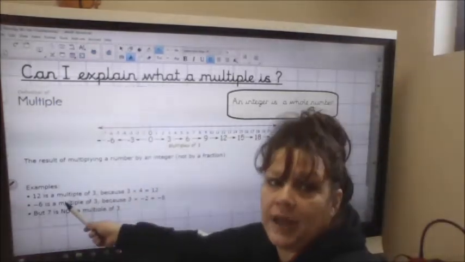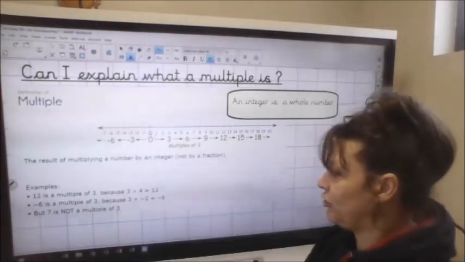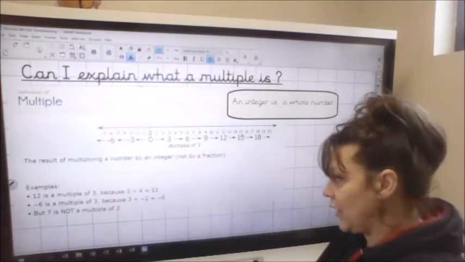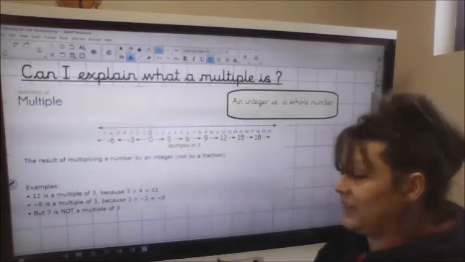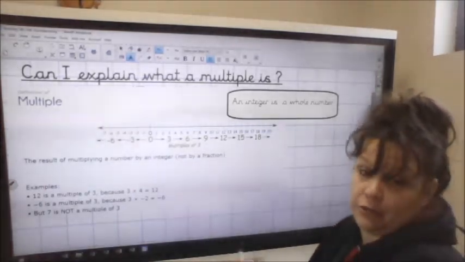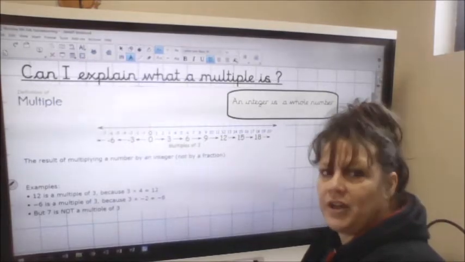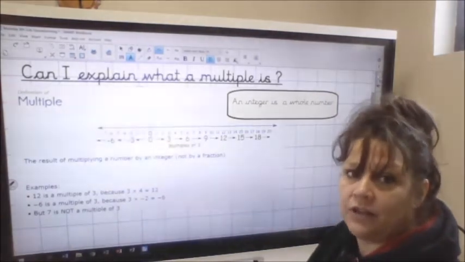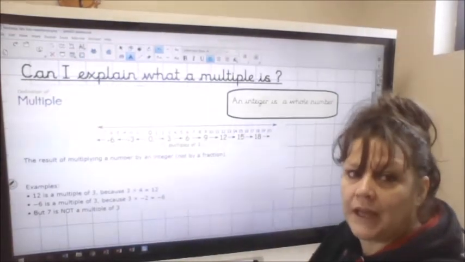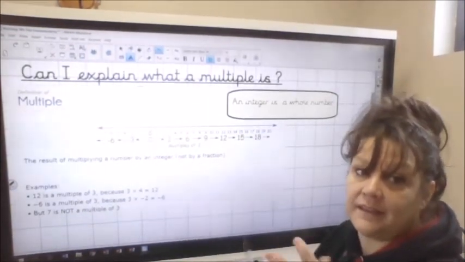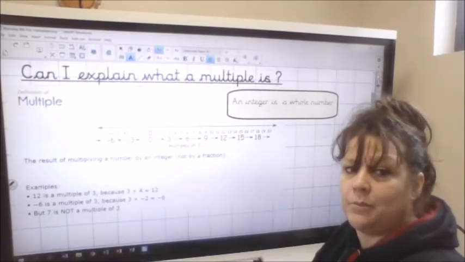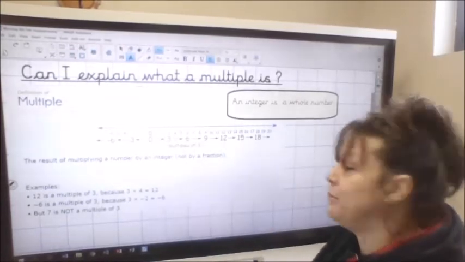So here we've got examples. 12 is a multiple of 3 because 3 times 4 is 12. Okay. 6 is a multiple of 3 because 2 times 3 is 6. But 7 isn't a multiple of 3 because it doesn't appear in the 3 times table. You can't multiply something by 3 and get 7. So if you think about your answers in your times tables, then you've got an idea of multiples.